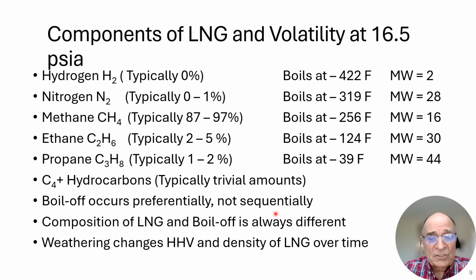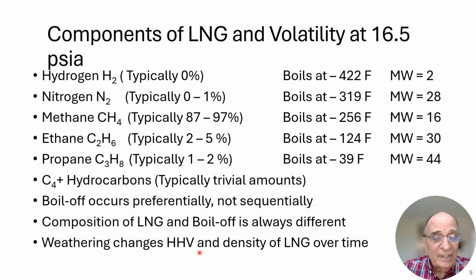Boil-off occurs preferentially and not sequentially, which means in the boil-off, if there's hydrogen in your LNG, you're going to have a lot of hydrogen outgassing very rapidly. You'll have your nitrogen outgassing very rapidly, and your next gas that would preferentially be boiling off would be the methane shown here. Composition of the LNG and boil off is always different. Whatever your LNG composition is, the boil off will be different because of the different preferential boiling points, or different volatilities, I should call them.